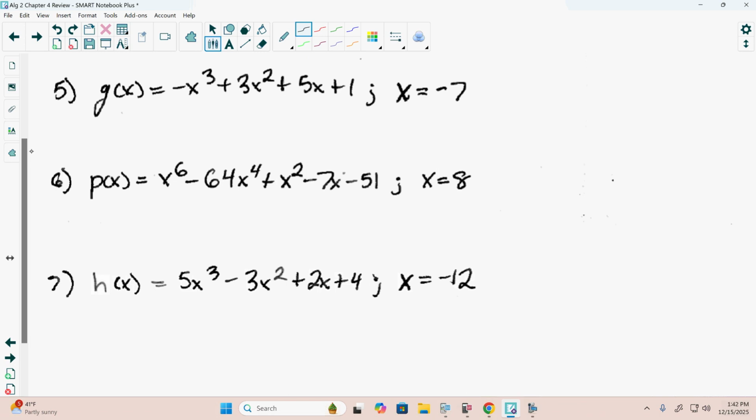Number 5, so we want to evaluate g of x when x is negative 7. What we're going to do is replace every x in g of x with negative 7. So we have negative 7 to the third plus 3 times negative 7 squared plus 5 times negative 7 plus 1.